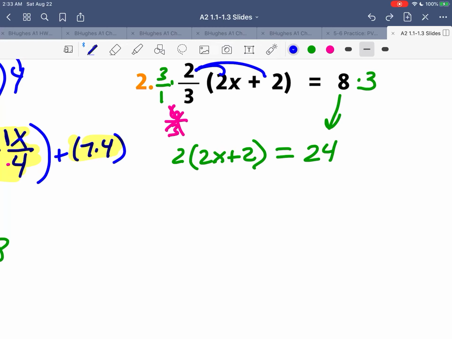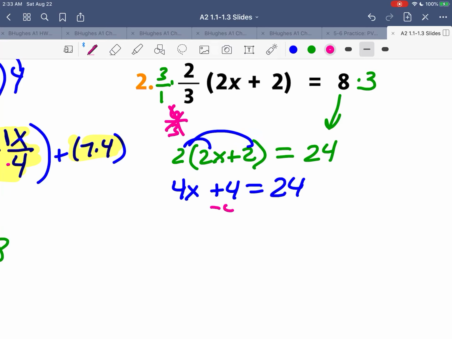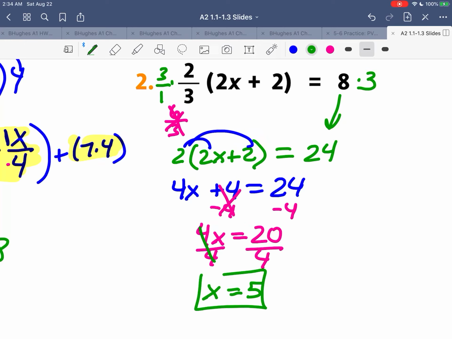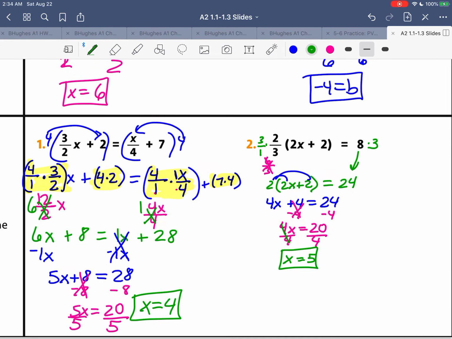So now there's no more fraction left. I don't have to distribute this fraction. Instead, I'm going to distribute a whole number. 2 times 2x is 4x, and 2 times 2 is 4. And then from here, it's a basic equation to solve. So I'm going to get rid of the addition first. I get 24 minus 4 equals 20. And then if I divide by 4, I'm going to get x equals 5.